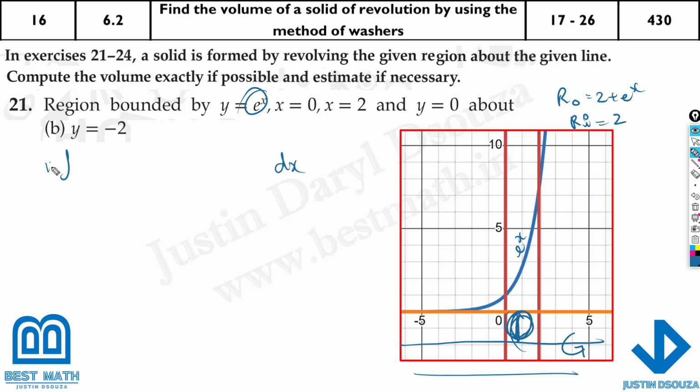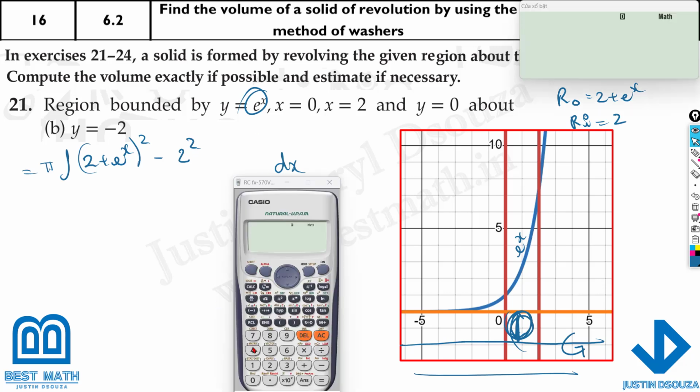So let's write here pi, the outer equation is 2 plus e to the power x, the whole squared, minus 2 squared dx. And now we just put that in the calculator and we'll solve it. I'll put it all together. So here we have pi, I'll write pi as well, then the integral, open the bracket, 2 plus e to the power x, and then close the bracket and square it, and then we have here, okay, what are the limits?